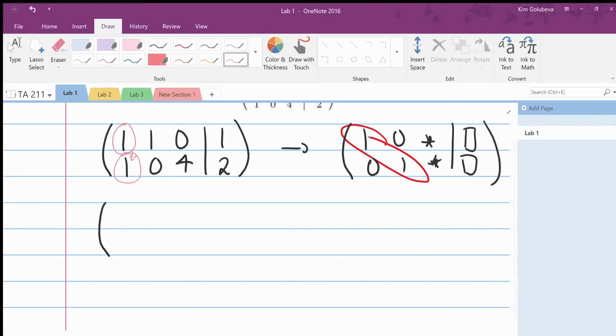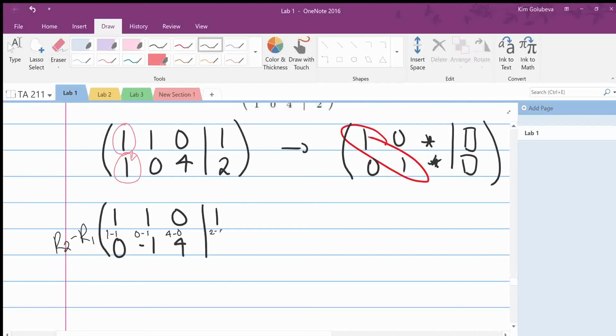A row operation that we could do is row 2 minus row 1. So we'll see that the resulting first entry is 1 minus 1, which is 0. The next one is 0 minus 1, and that equals -1. The next one is 4 minus 0, and that equals 4. And then the next one is 2 minus 1, and that's 1.